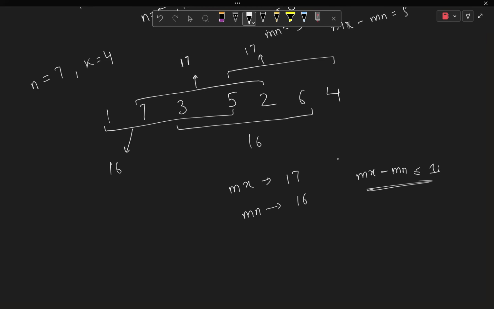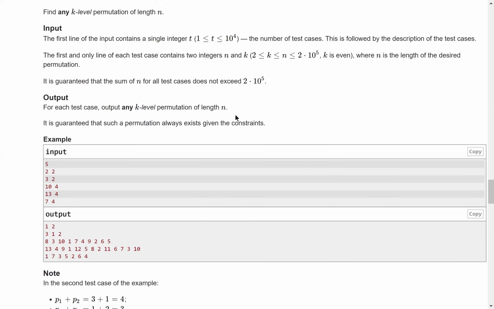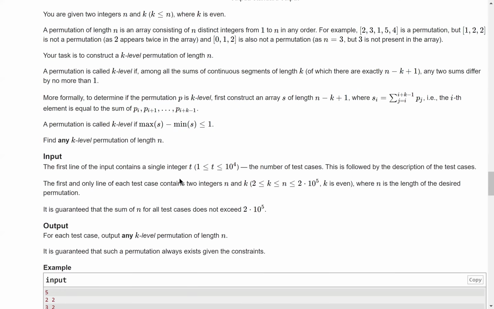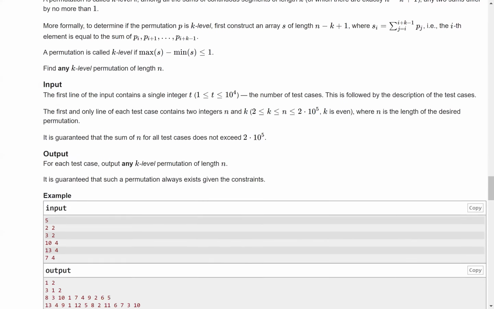Can the difference be like -2, -3 also? Minus k? No, the difference should be less than or equal to 1 only. Even if the difference of max minus min is equal to 2, it would not be a k level permutation. Okay, okay. No.